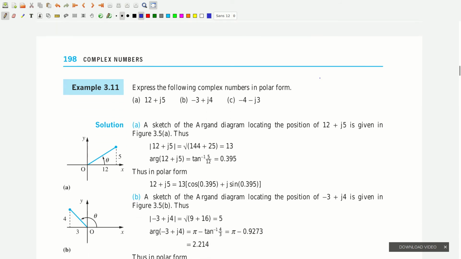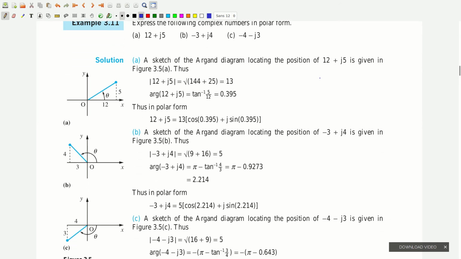So if you want to express the following in polar form, it's just simple. You just get the principal argument and then you get the modulus. Here we're getting the modulus, and here we're getting the principal argument. The angle theta is just tan inverse of 5/12, and then in polar form, that is how we write it.